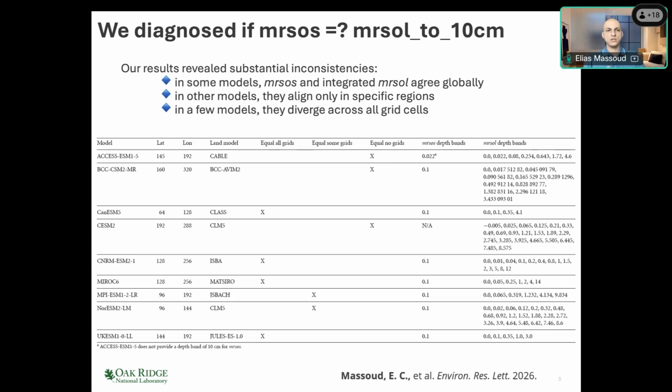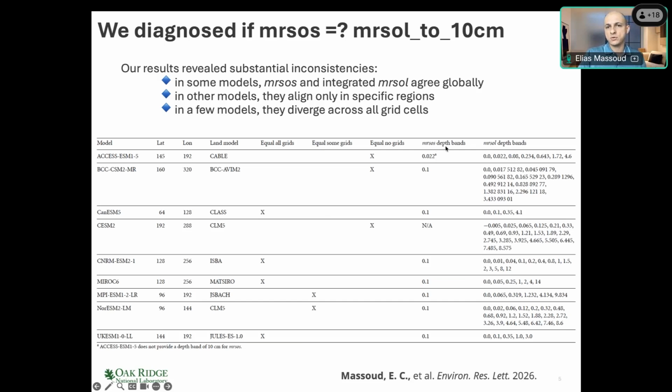So we did this for the 9 models listed here. You see there's CMIP6 models with their resolutions, the land model that they use, and a couple information on depth bands and the soil profile itself. And we see that in some models, this integration is equal across the globe, and they're indicated here under equal all grids. So for example, the CAN ESM5 model has an equal integration. Yet we also see that some models have it equal in some grid cells, but not others. And then there's some models that have it not equal in any grid cell.